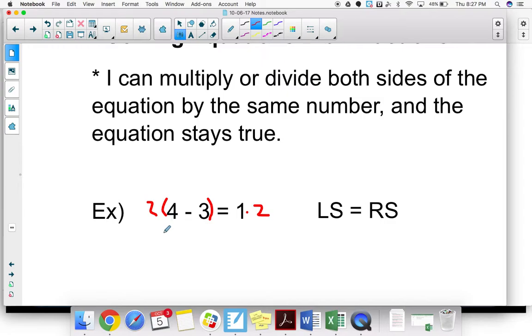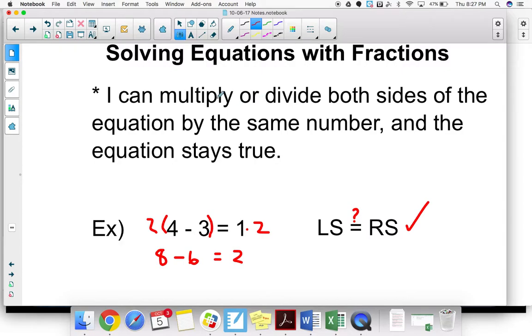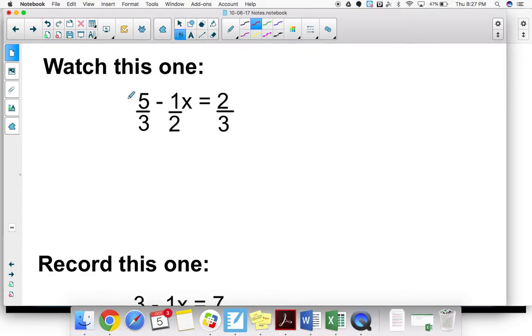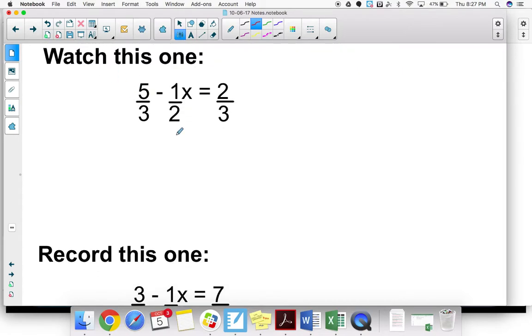2 times 4, that gives me 8. 2 times a negative 3 gives me a negative 6. And then 1 times 2 gives me 2. Well, 8 take away 6 equals 2. Yep, definitely true. Does the left side still equal the right side? Yes, it does. All right, so this strategy of multiplying and dividing is the one that allows us to simplify equations such as this.